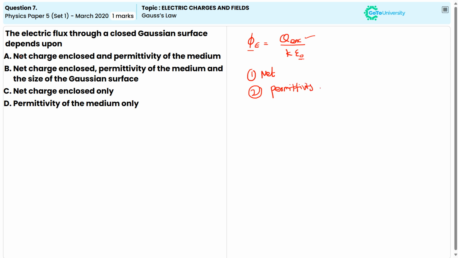So the answer is net charge enclosed and permittivity of the medium. Option A is the correct answer. Also, the size of the Gaussian surface does not affect the flux as long as it encloses the same charge. So for the given question, the electric flux through a closed Gaussian surface depends upon both net charge enclosed and permittivity of the medium.